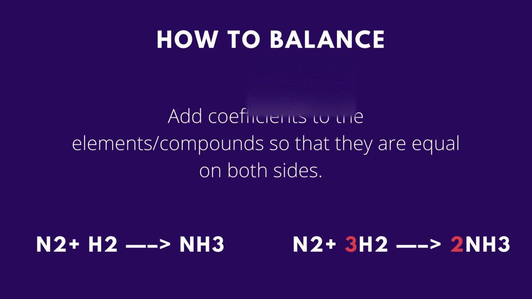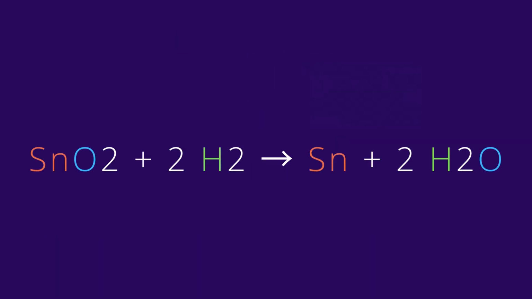As to how to balance, well, it's quite simple. You just have to add coefficients to the elements and compounds so that when you do a little bit of math, they are equal on both sides. Let's look at this example. So, we have tin oxide plus hydrogen gas, which makes tin plus water.